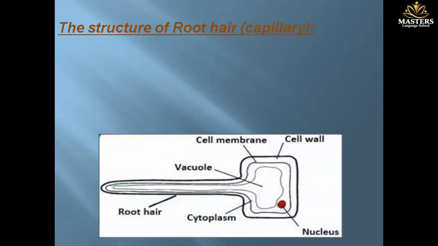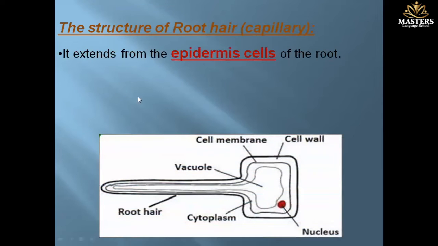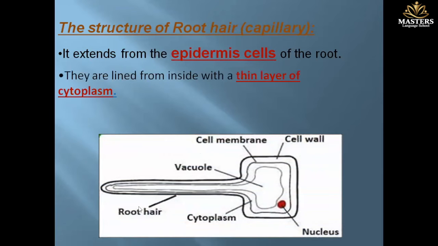The structure of the root hair. It extends from the epidermis cells of the root, as we said before. Yes, it is lined from inside with a thin layer of cytoplasm, and it has a big vacuole, or a space, that contains salt solution.